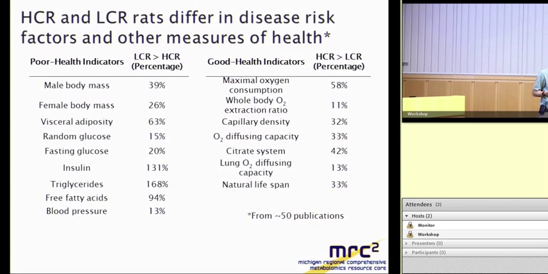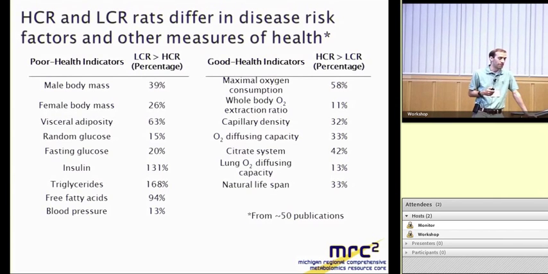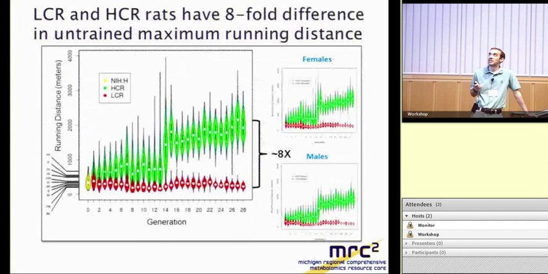Certainly not perfect. Certainly can't guarantee that all the genetic factors that overlap will perfectly overlap with human propensity towards disease. But it certainly is an interesting place to look. Okay, so here's the real phenotype of these animals. The LCR and HCR rats have more than an 8-fold difference in untrained maximum running distance.